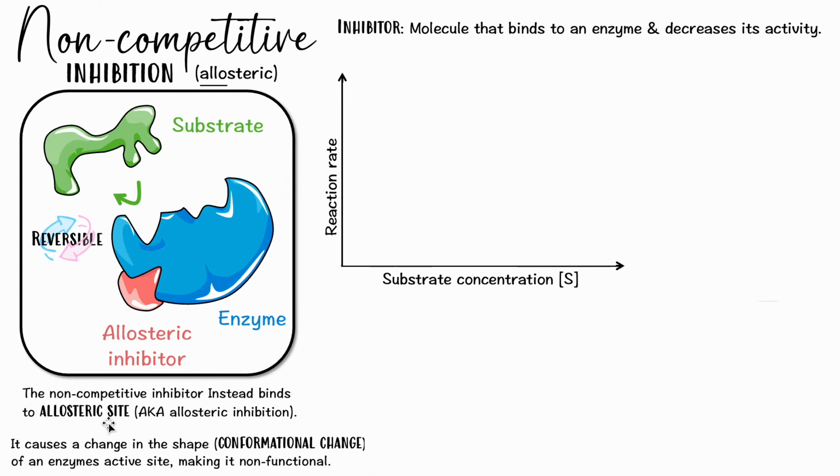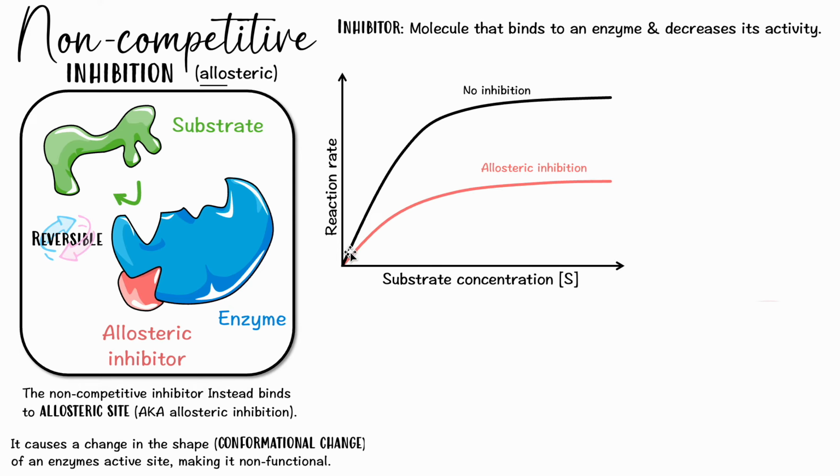Okay. So here, the non-competitive inhibitor instead binds to the allosteric site. It causes a change in the shape, a conformational change of the enzyme, making it non-functional. Okay, so just like the other one, we need to look at this curve. Here we go. We all know why this one looks normal, the no inhibition curve.